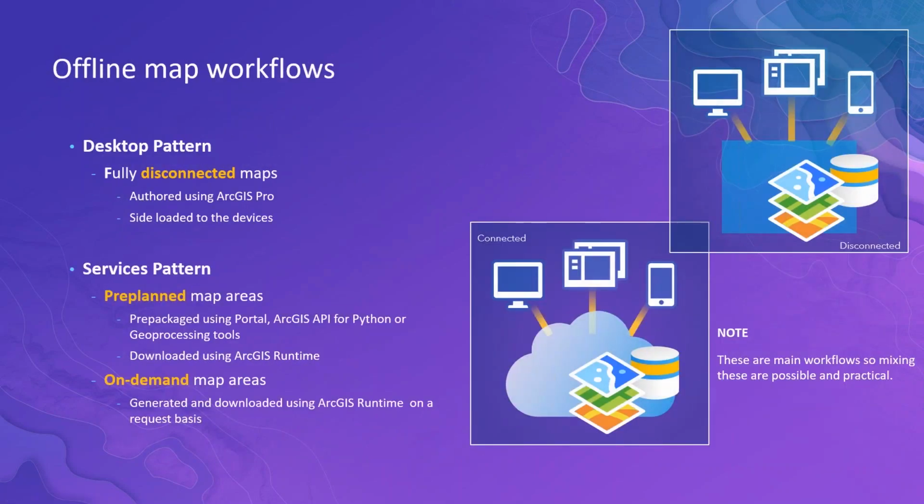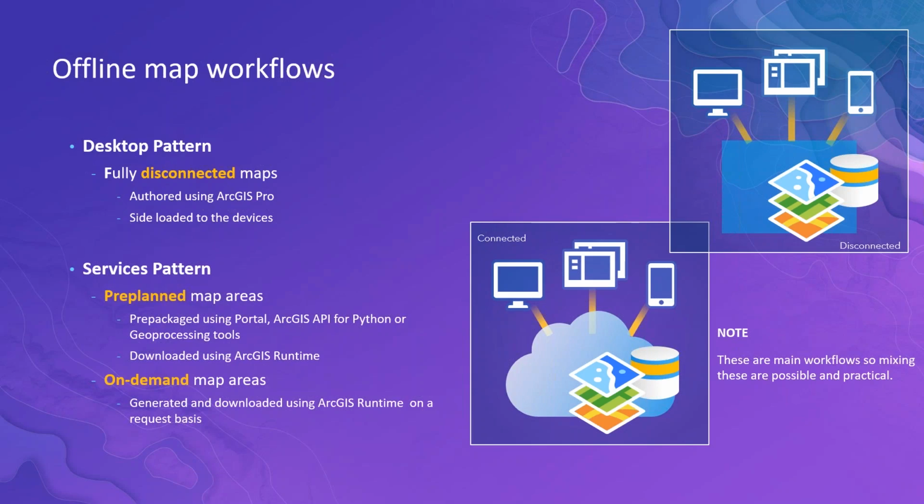In this webinar, we are focused on the use of maps offline. We have two major offline patterns with ArcGIS Runtime, the services pattern and the desktop pattern. The desktop pattern is about creating and managing your data and maps in ArcGIS Pro. You then package these maps and sideload them to your device for Runtime to use.